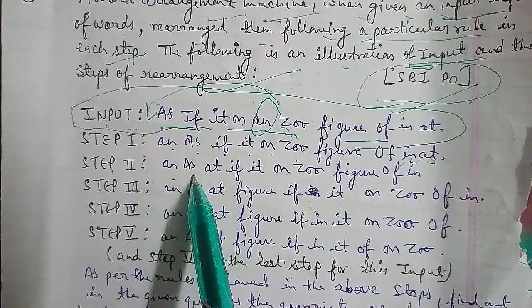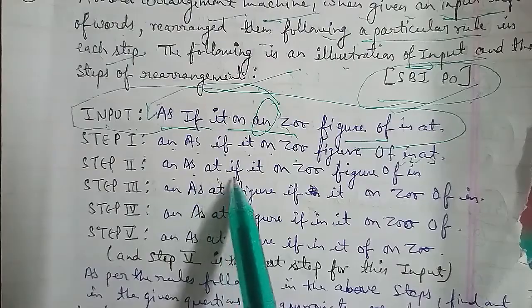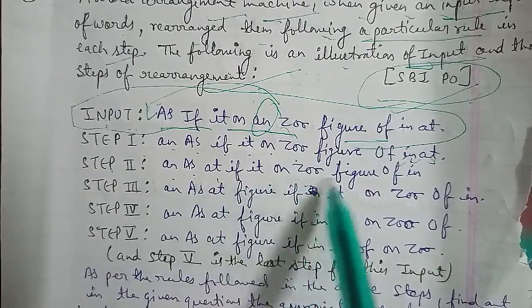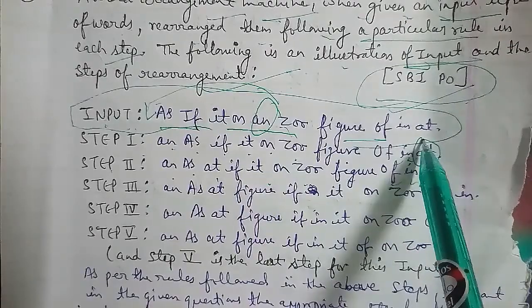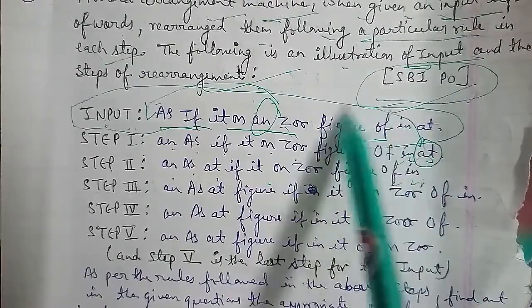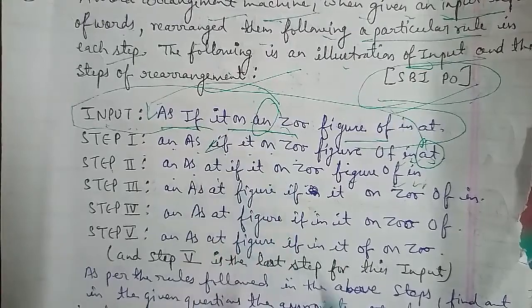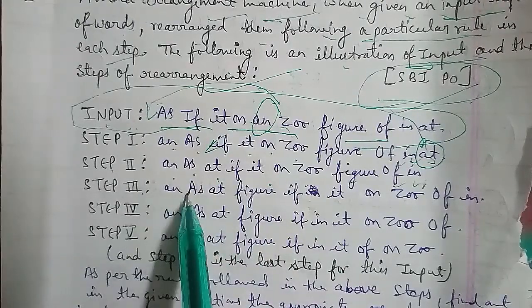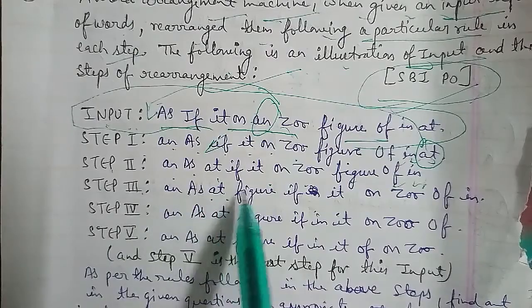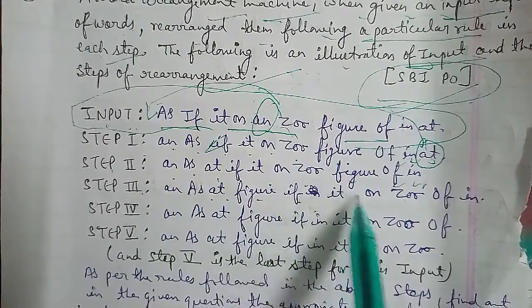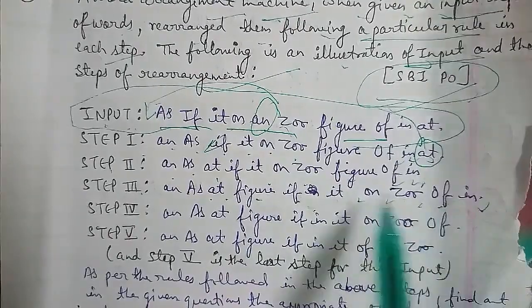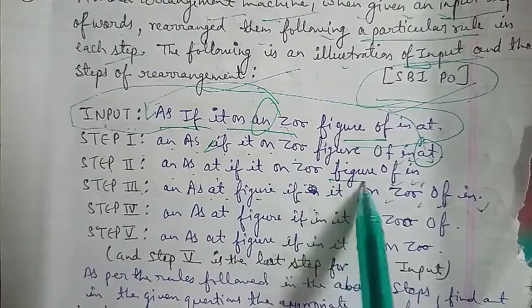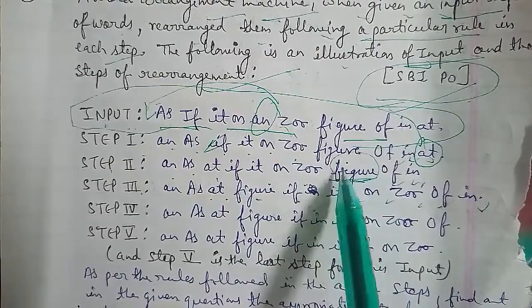Now in the third step here, and as it figure if it on zoo of in. So basically, अगर हम इसमें बात करते हैं तो ये जो ये फिगर देख रहे हैं आप, ये आपका एट के बाद थर्ड प्लेस पे पहुंच गया. स्टेप 4 में देखेंगे एंड एज एट फिगर इफ इन इट ऑन जू ऑफ इन. तो ये जो इन है वो आपका इफ के बाद पहुंच गया.